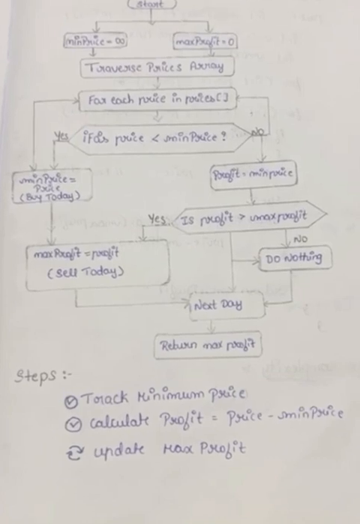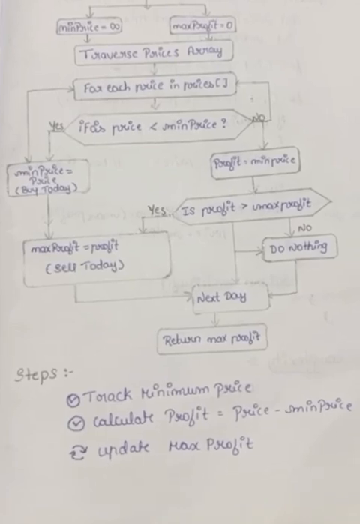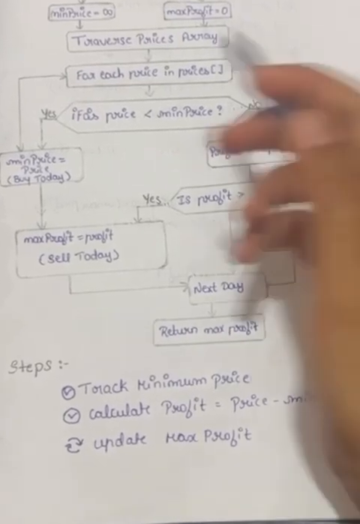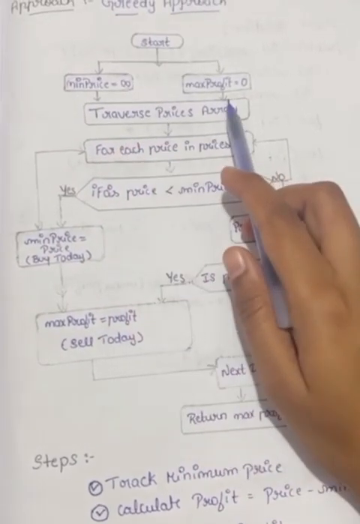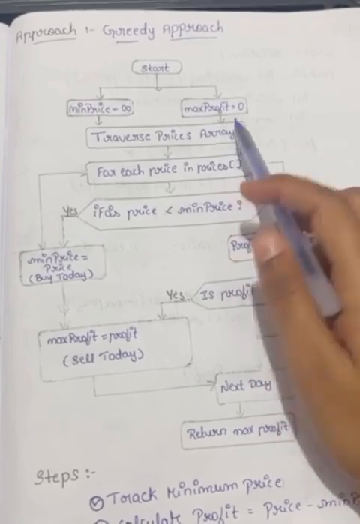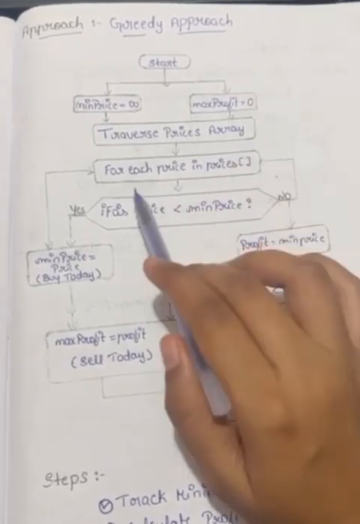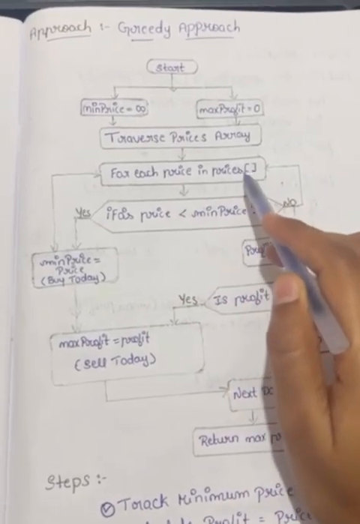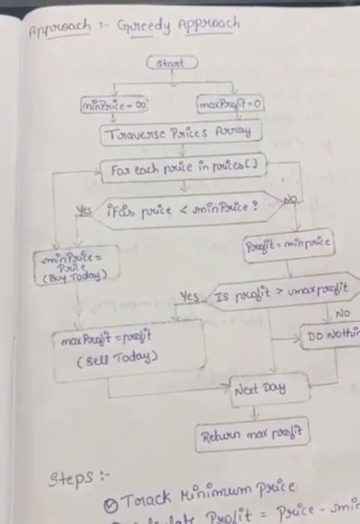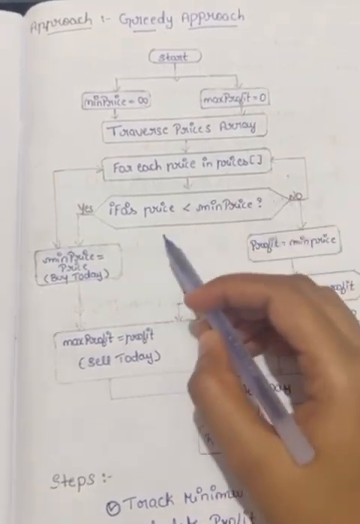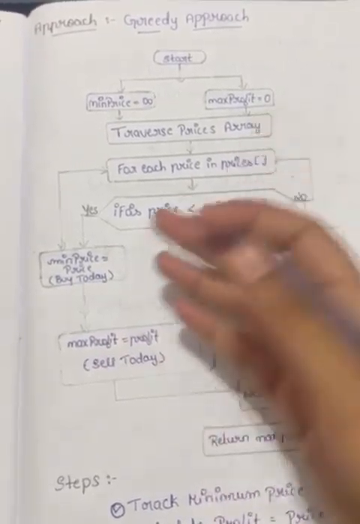We scan the array from left to right. We keep track of the minimum price so far and the maximum profit so far. I initialize min price equal to infinity and max profit equal to 0. Then I traverse the prices array, and for each price in the array, if the price is lower, we update our buying price. If this condition is satisfied, I update min price equal to price, where I buy that day.